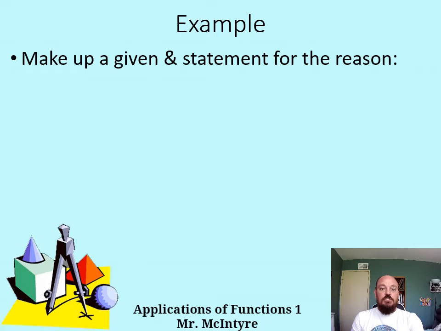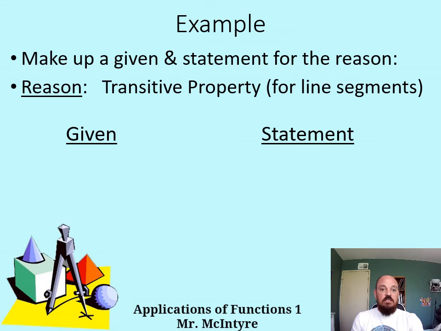Same setup. You're going to create the given and statement for this reason here. And this time, the reason is the transitive property for line segments. So first of all, you have to remember what the transitive property is. That's going to be a big part of today's assignment, is you remembering all of our rules. The transitive property is the one that says if two things are equal to the same thing, then they're equal to each other. So what we need for the transitive property is at least three things. So we're talking about line segments. I said that in the reason.